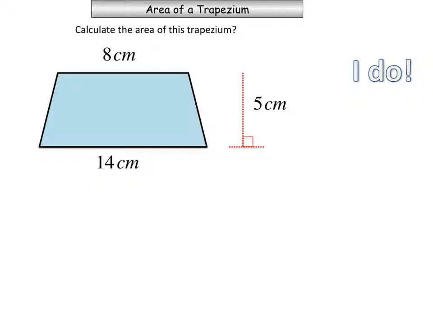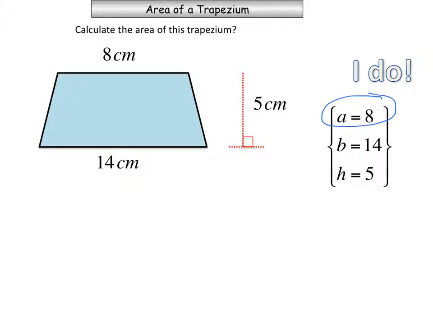Okay, let me do the first question. We've got three values. We've got A, which is 8, B, which is 14, and H, which is 5 centimeters. Now the thing with these side lengths, that could also be 14 and that could be 8. It doesn't necessarily mean that A has to be 8. B could actually be 8. But as long as the parallel sides A and B are represented with the 8 and the 14, then the perpendicular height doesn't get confused with the other two. So the H is definitely the 5 centimeters.